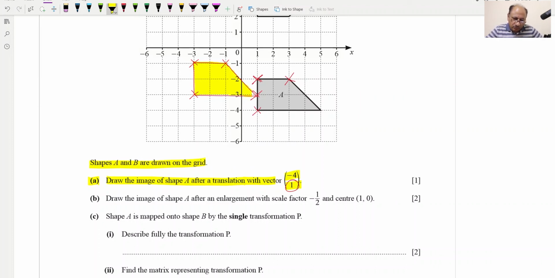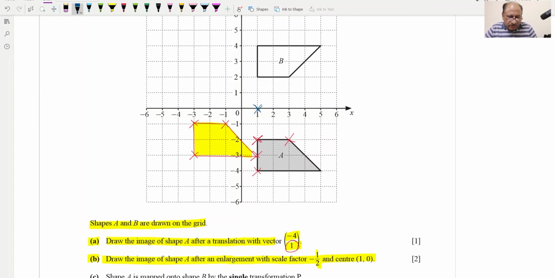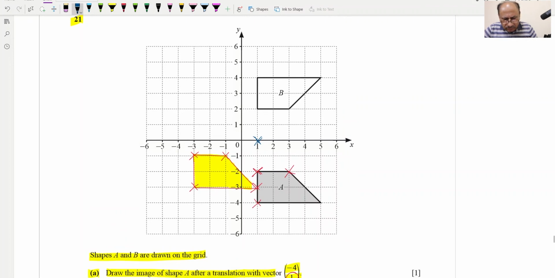So this is done. Now B part is saying draw the image of shape A after an enlargement with a scale factor -1/2, and center of enlargement is 1 and 0. So 1 and 0 we will identify first. So 1 and 0 will be this point, and from here the center of enlargement. So we can draw, basically we have to enlarge this.